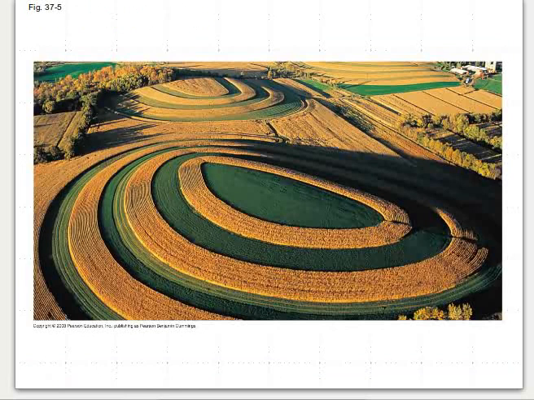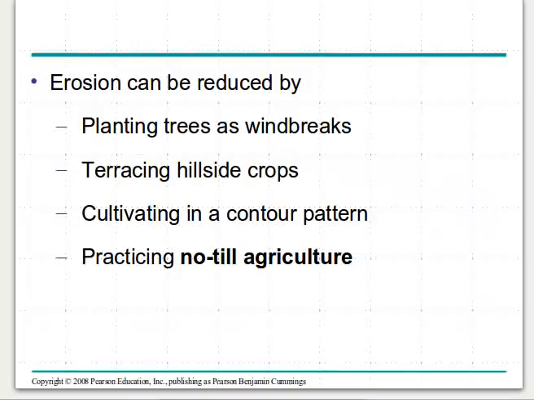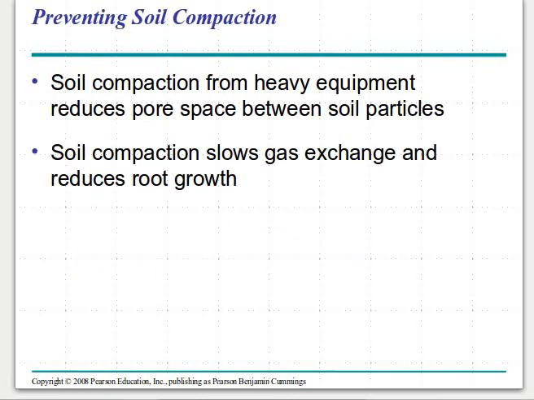A lot of folks are starting to introduce these conservation tillage methods. So this is contour plowing. You follow the contour of the land to try to avoid a lot of erosion. There are other ways to avoid erosion. Using no-till ag is one of them. So we want to avoid erosion at all costs. It's really important to sustain the human race into the future.